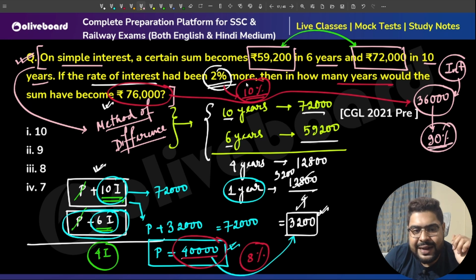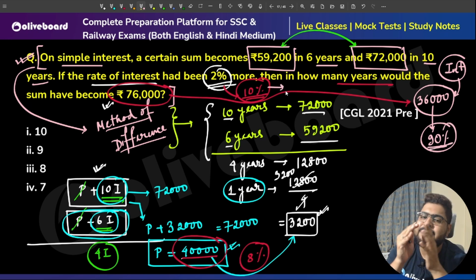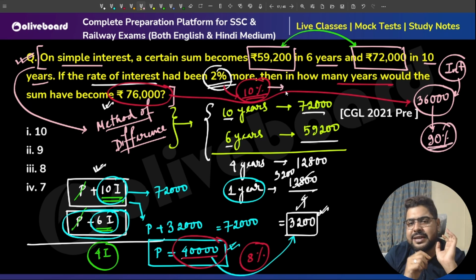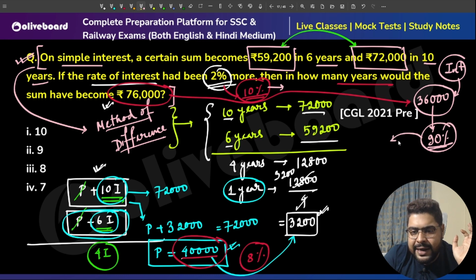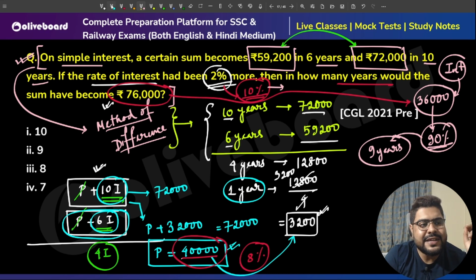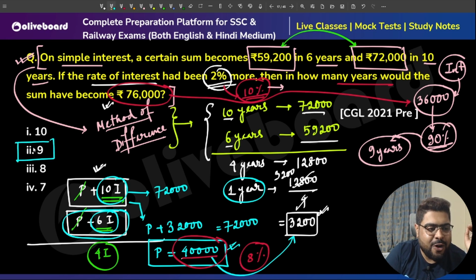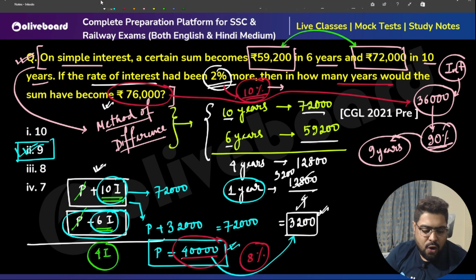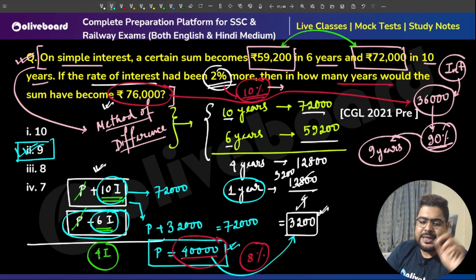If I am getting 10% per annum, 10% interest per year, how many years will I need to get to 90% interest? It is very simple, 9 years. And that is eventually your answer, which is option number 2. Option number 2 is your correct answer.